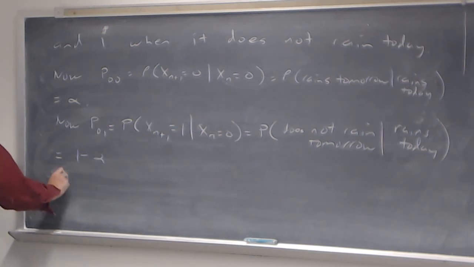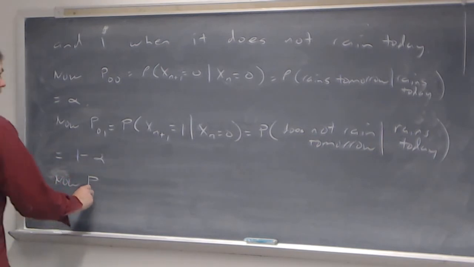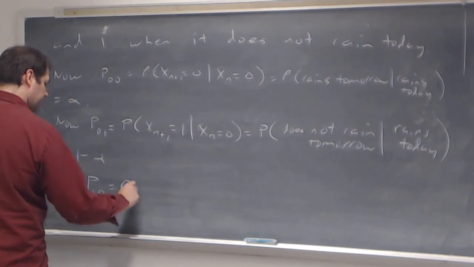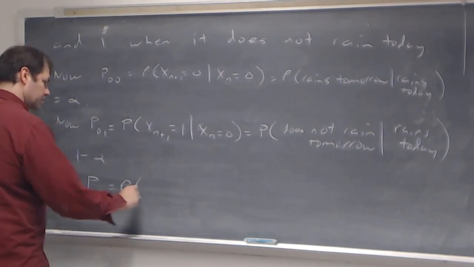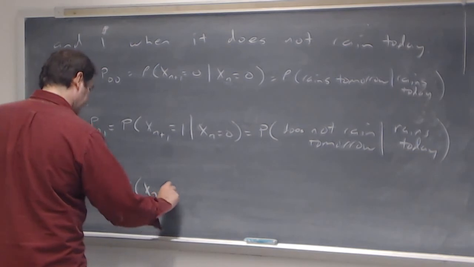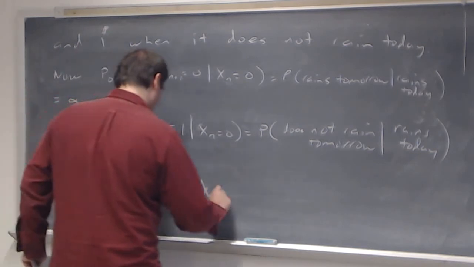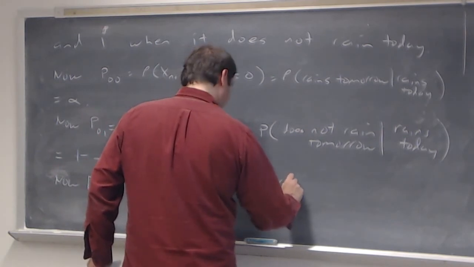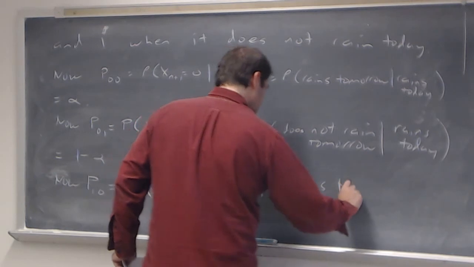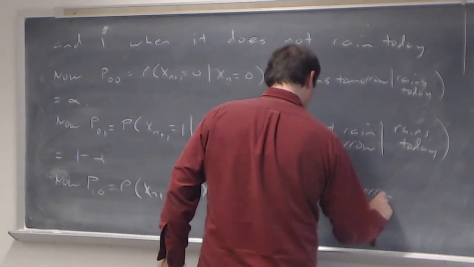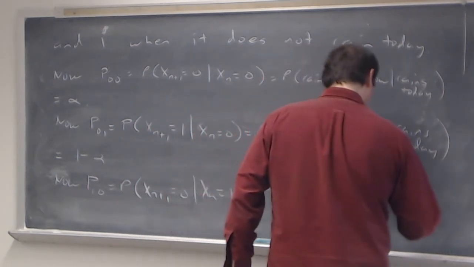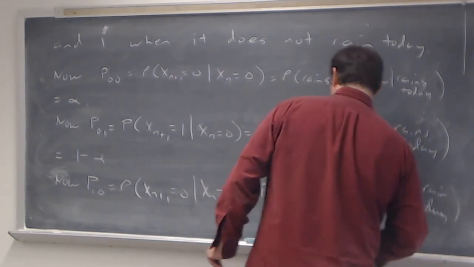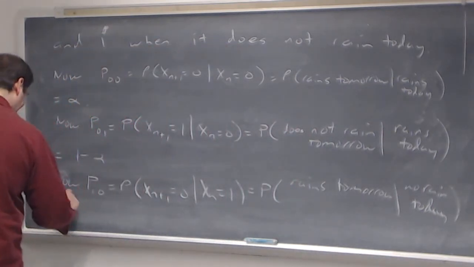Now, the probability of 1, 0, that's the probability that X of n plus 1 equals 0, given X of n equals 1. And that's the probability that it rains tomorrow, given that no rain today. And that was defined to be equal to beta in the problem.